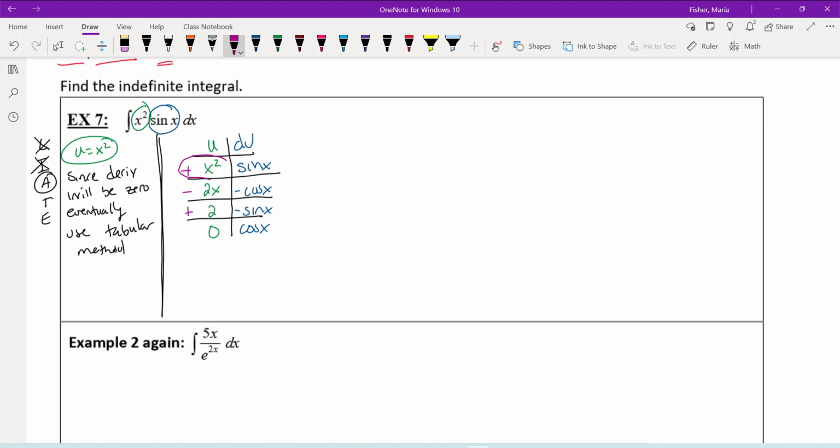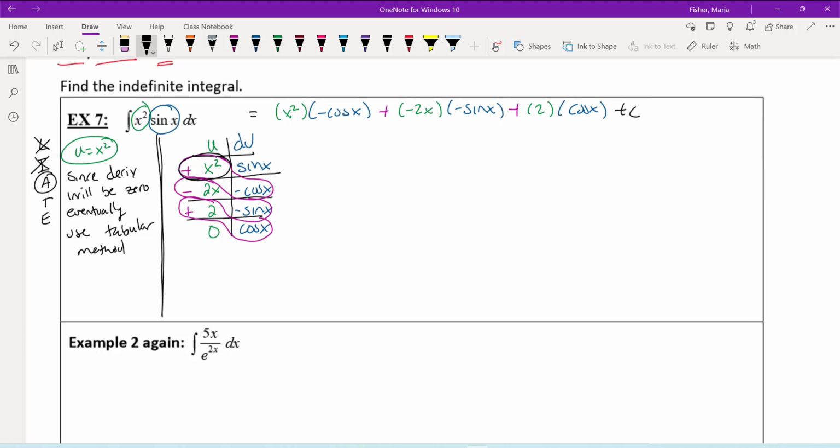So whatever u times the diagonal down of dv is, and then the next u times its diagonal down on dv, and then the next u times its diagonal down on dv. So you're just going to take that product until you reach the end of your rows. In this case, this is going to be x squared times negative cosine of x plus a negative 2x times a negative sine of x plus a positive 2 times cosine of x. And since I'm out of terms, go ahead and write your constant of integration.